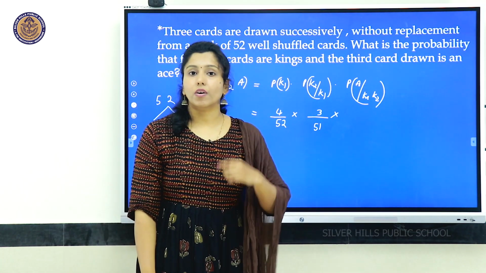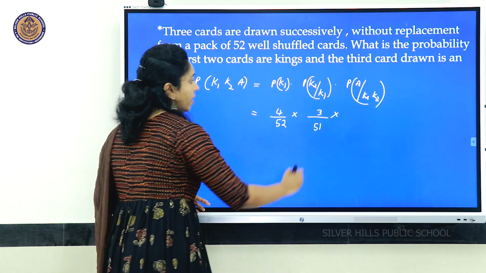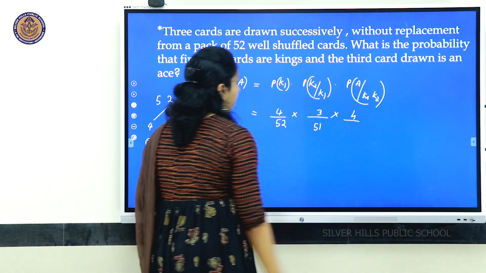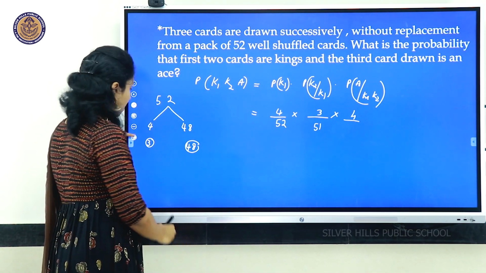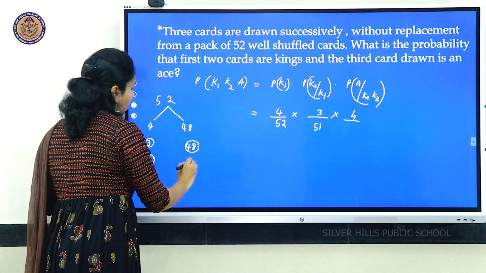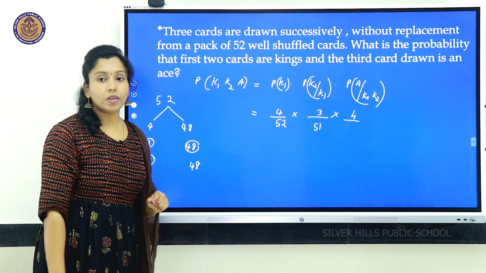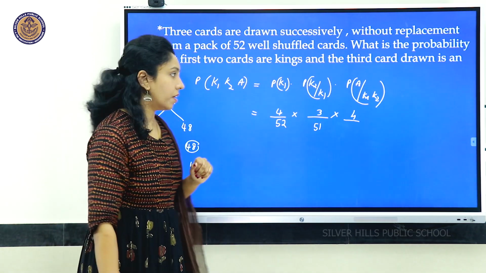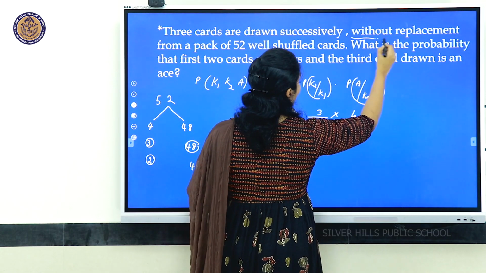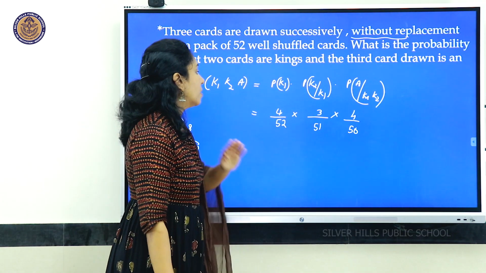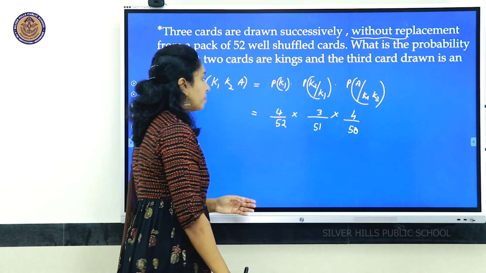Next is the probability of getting an ace. How many aces are there? 4 aces are present, by. Now, one card is gone from here, so it became 3. One more card is gone, so now it is 2. What happens to the total? The total becomes 50 right now. So, by 50, because it is without replacement. It keeps changing. The denominator keeps on decreasing.